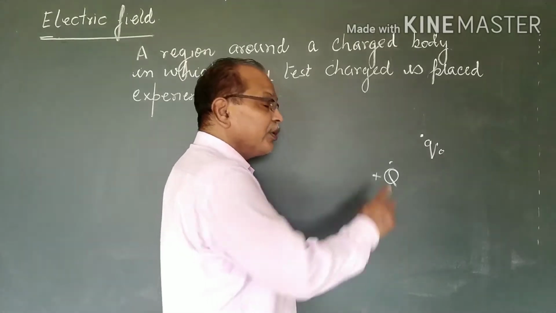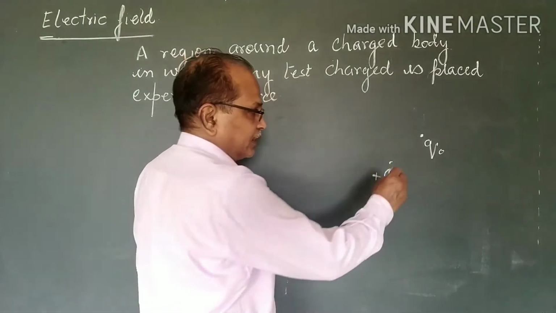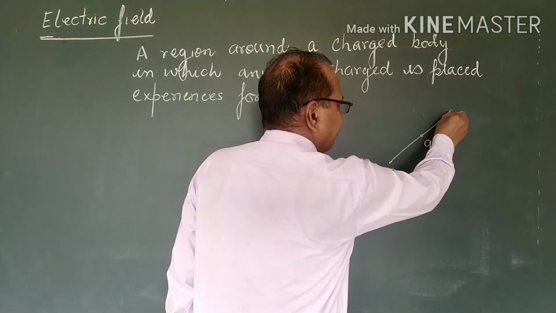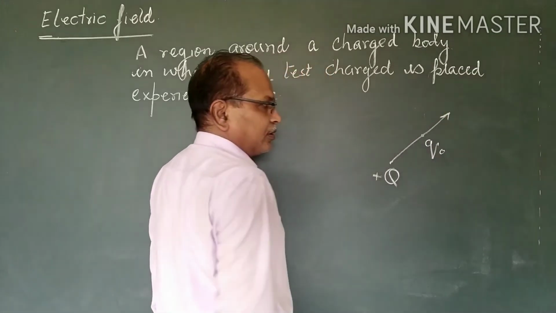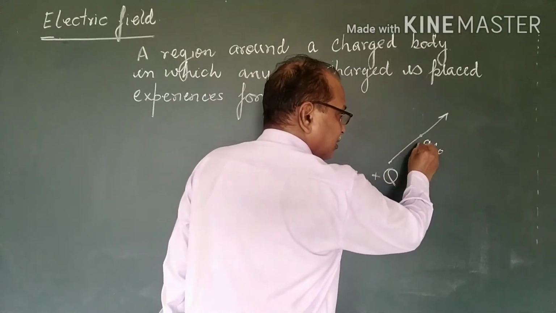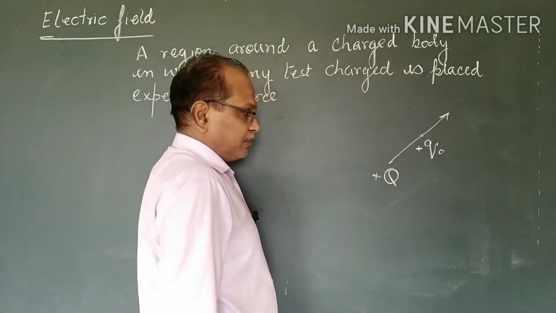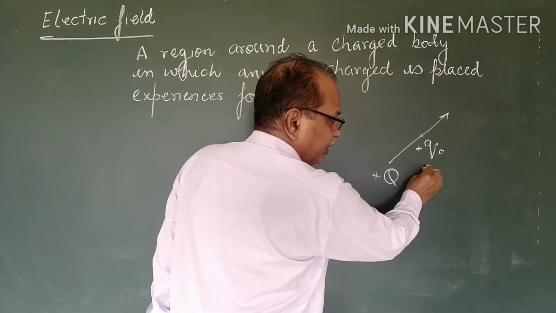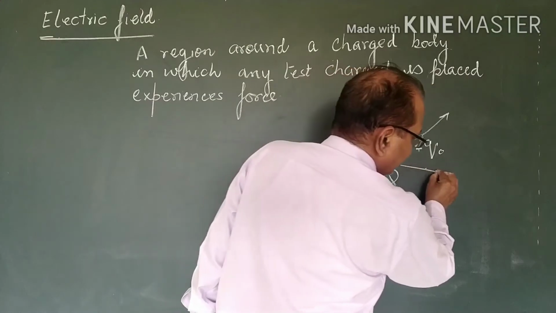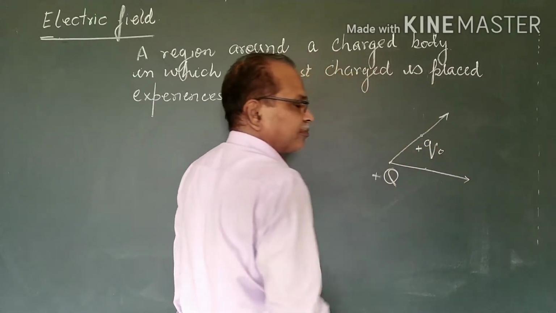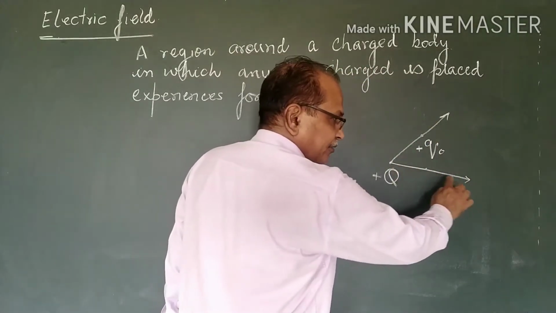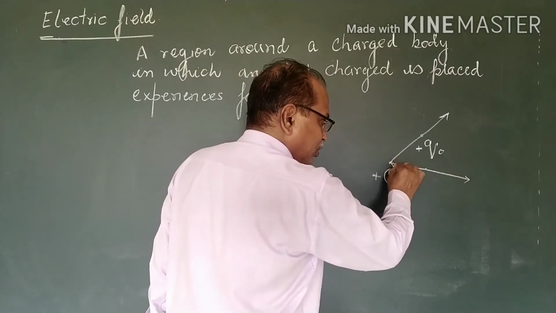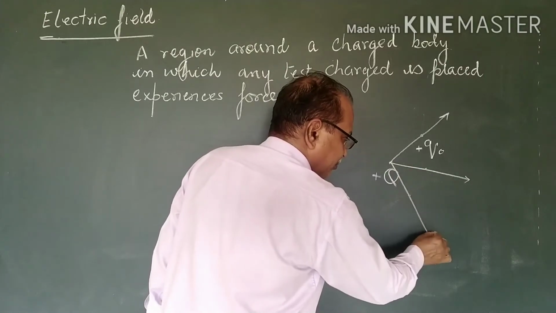So where will this test charge go? It will move in this direction. The test charge is always plus. So this Q naught will move in this direction. If you put Q naught over here, it will move like this, along this line. If you put it over here, the charge Q naught will move in this direction.